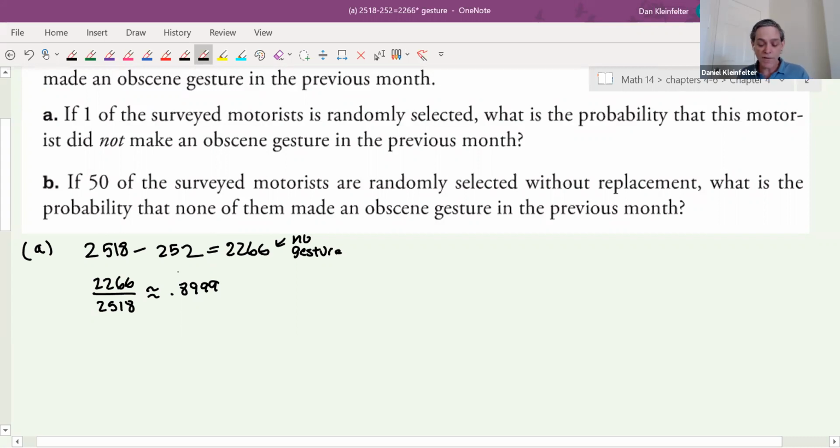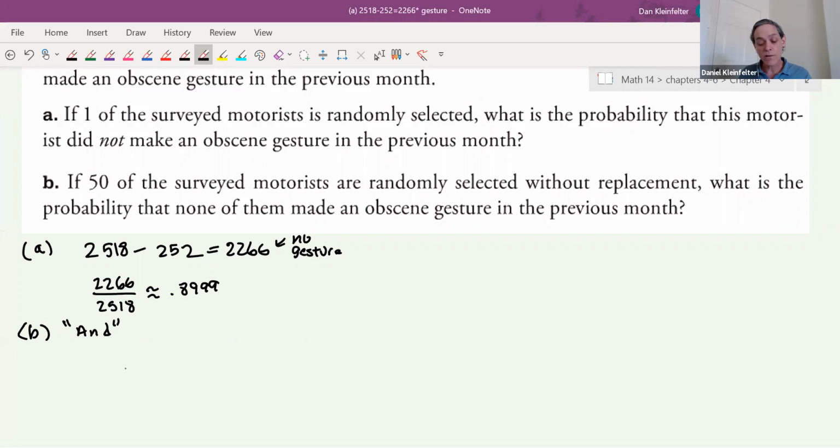So if we're saying none of them did, then that means that the first one didn't, and the second one didn't, and the third one didn't, and the fourth one didn't, right? So this is basically an and problem. We're not saying one or the other didn't. We're saying the first one and second and third and fourth and so on did not make this gesture. So that means we're going to multiply the probabilities.